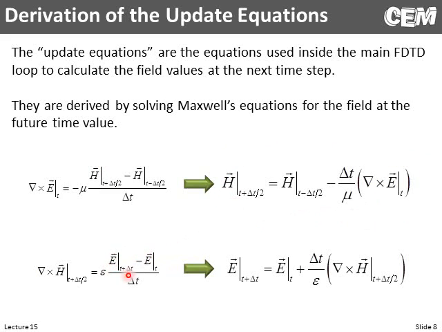Down here, this is the electric field at the future time value. We'll solve this curl equation for that electric field, and now we have the electric field at the future time step is the electric field from the previous time step plus the curl of H multiplied by some constant, delta t over epsilon in this case. And the future value of H is the previous value of H minus the curl of E scaled by this constant, delta t over the permeability in this case.